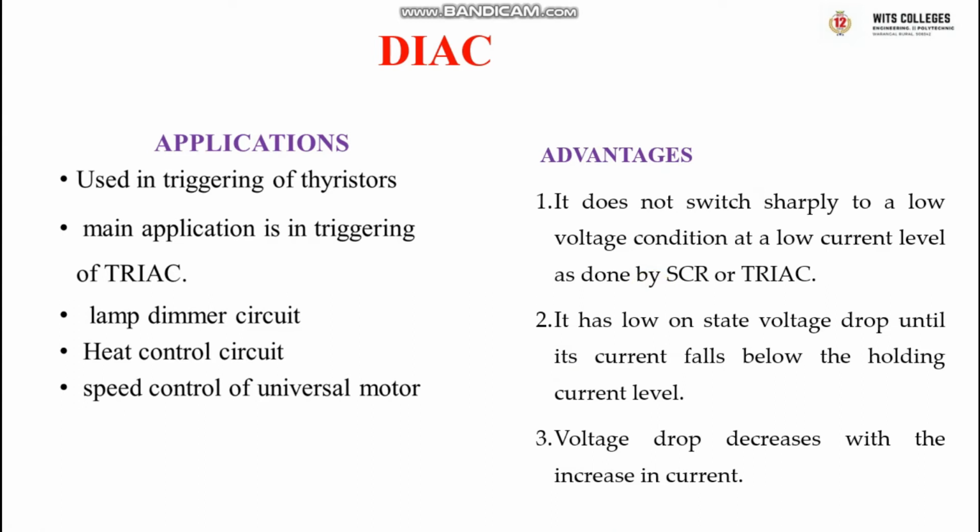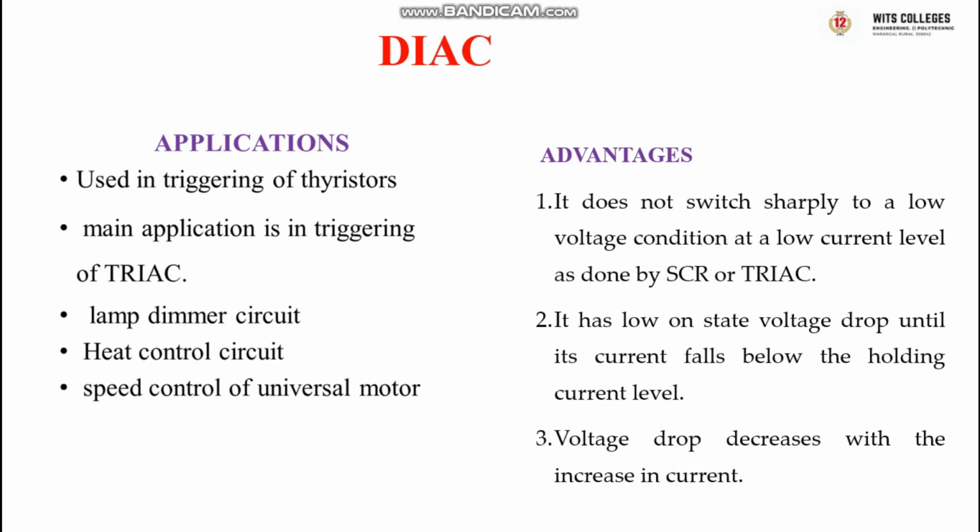So diac can be used in triggering circuits. It is used for triggering of thyristors and triggering of triac. And we can also use the diac in lamp dimmer circuits, heat control and speed control of universal motor.